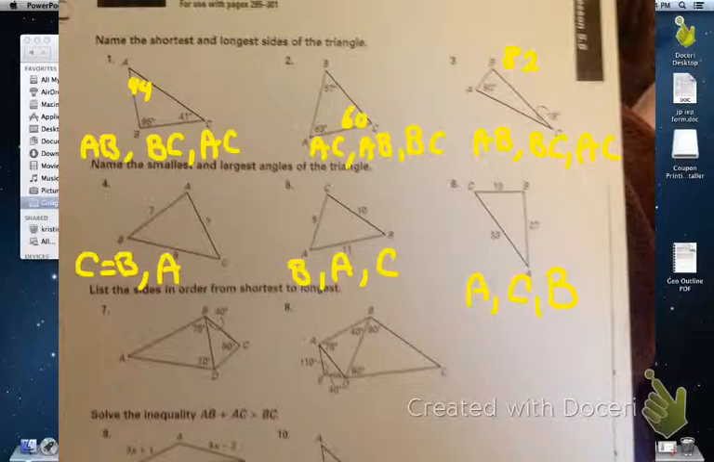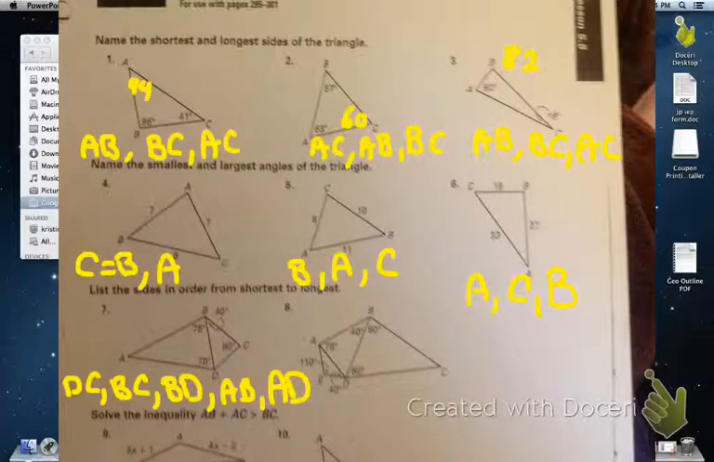Now again, for number 7 and 8, it's like they were on practice B, where you would have to solve for the third angles, and then you want to put each triangle in order and find the connection between the two. So in the smaller triangle, the smallest side is DC, followed by BC, and the largest in the small triangle is BD. BD also happens to be the smallest in the larger triangle, followed by AB, and the largest overall is AD.